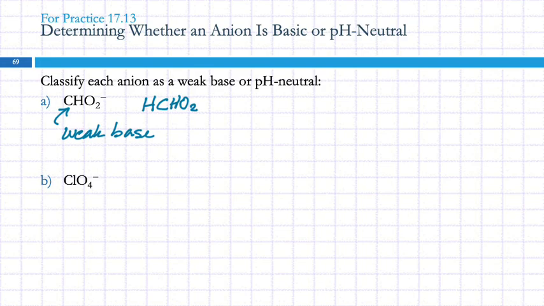HClO4, what's its conjugate acid? Perchloric acid, HClO4. Strong or weak? That's a strong acid. So if this is a strong acid, what can we say about this anion? It's going to be pH neutral. Does that make sense? Kind of?